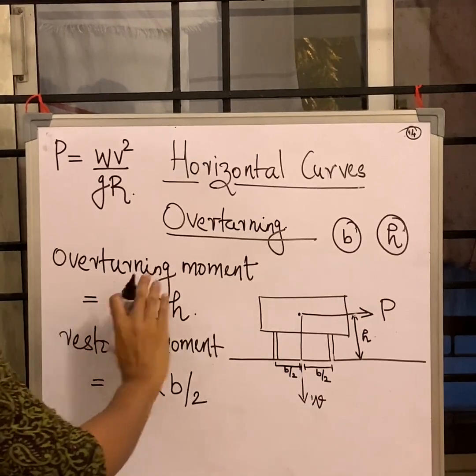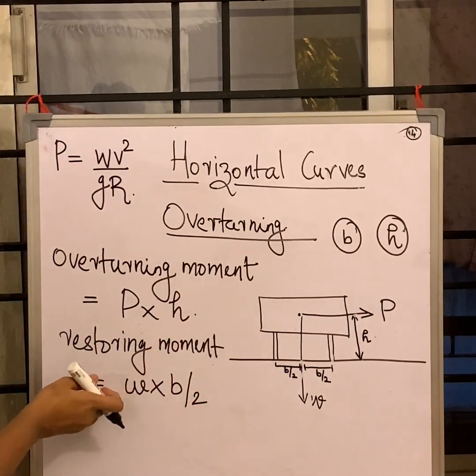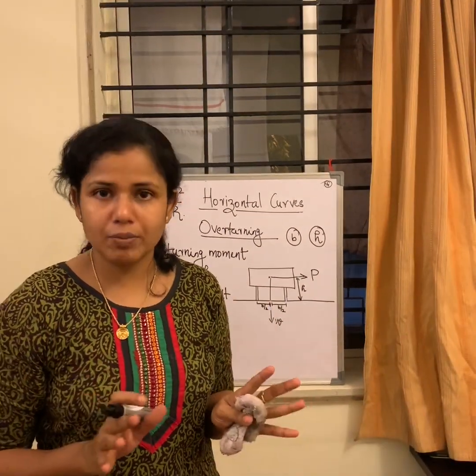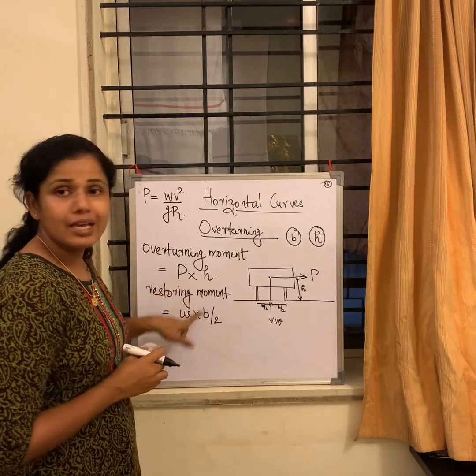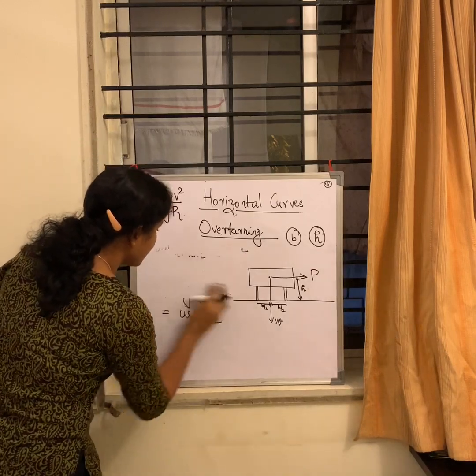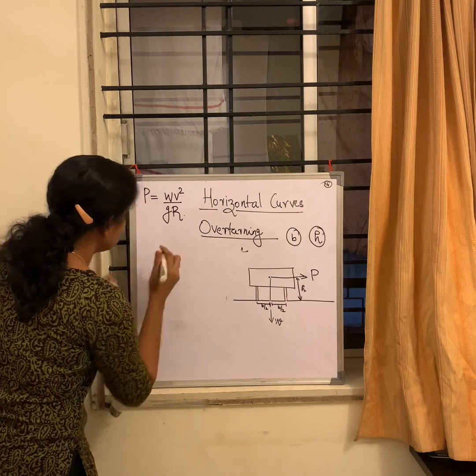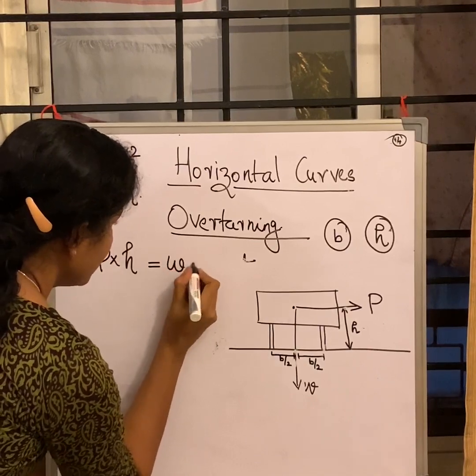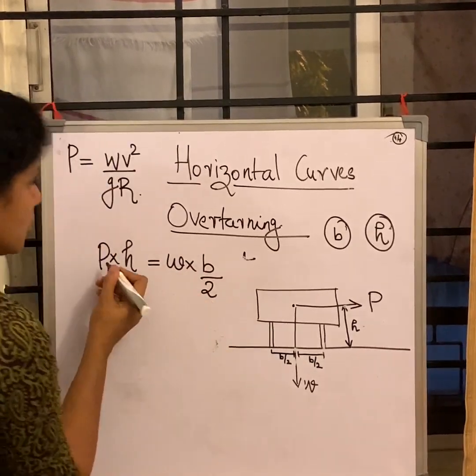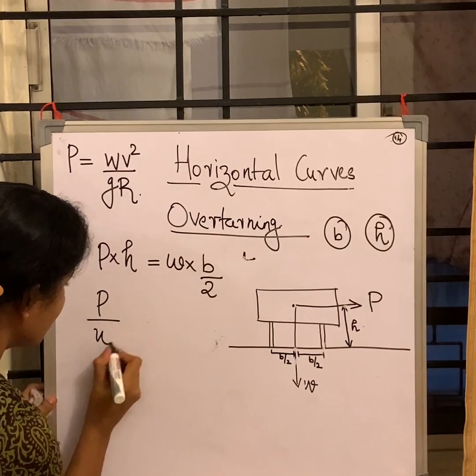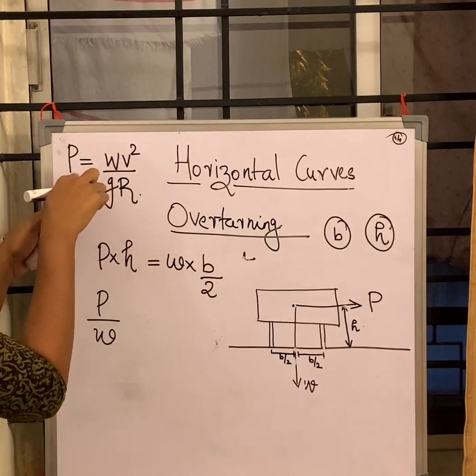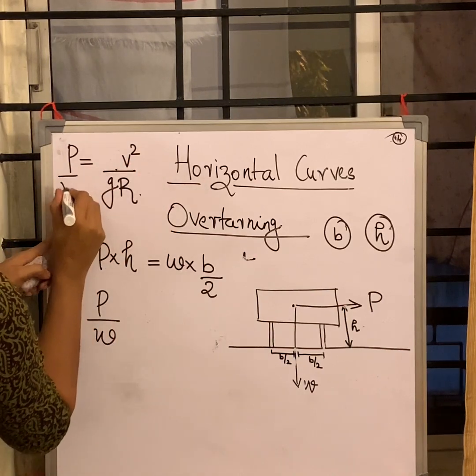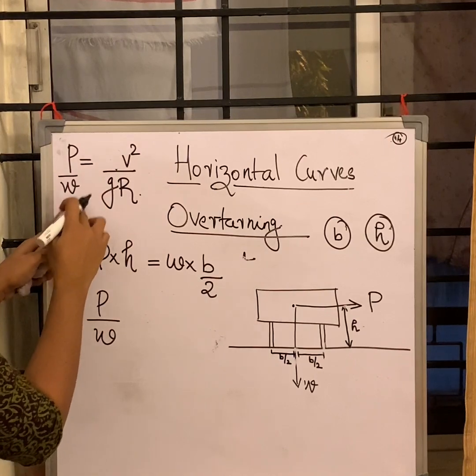Okay, so you understood that this is the overturning moment and this is the restoring moment. Now, what do we have to look at here? We derive the equilibrium condition. What is the equilibrium condition? I should equate these two, the overturning and restoring moments. So P into H is equal to W into B by 2. So what is P by W? Why am I writing P by W? Please recall, we said centrifugal force is P, and we also derived a relation, the impact factor or centrifugal ratio, as P by W.